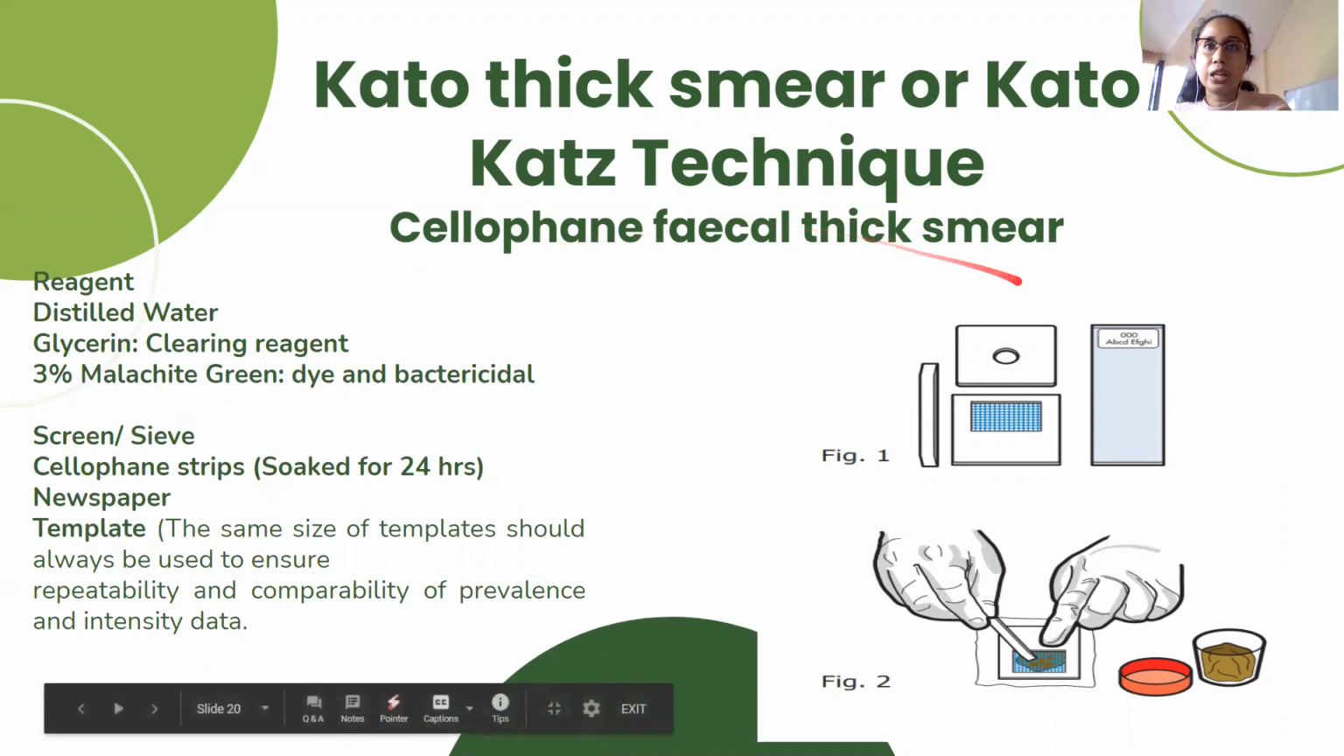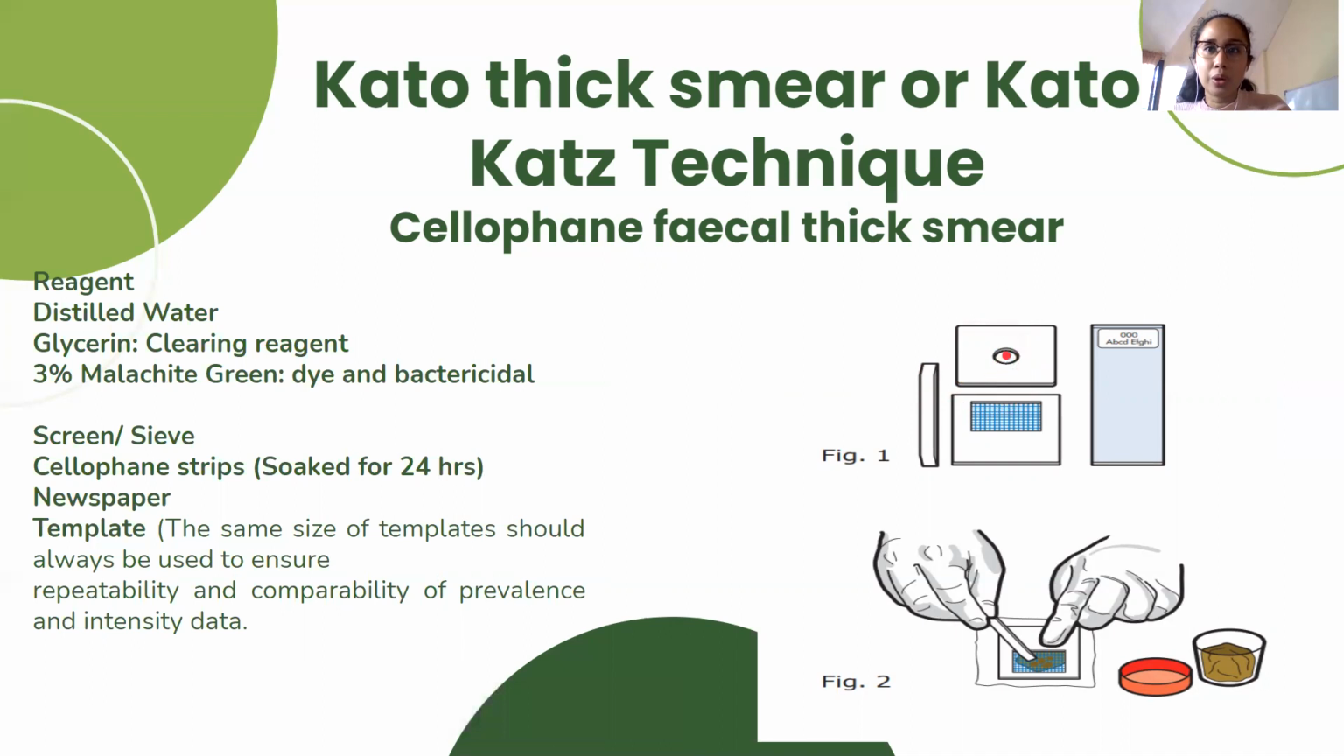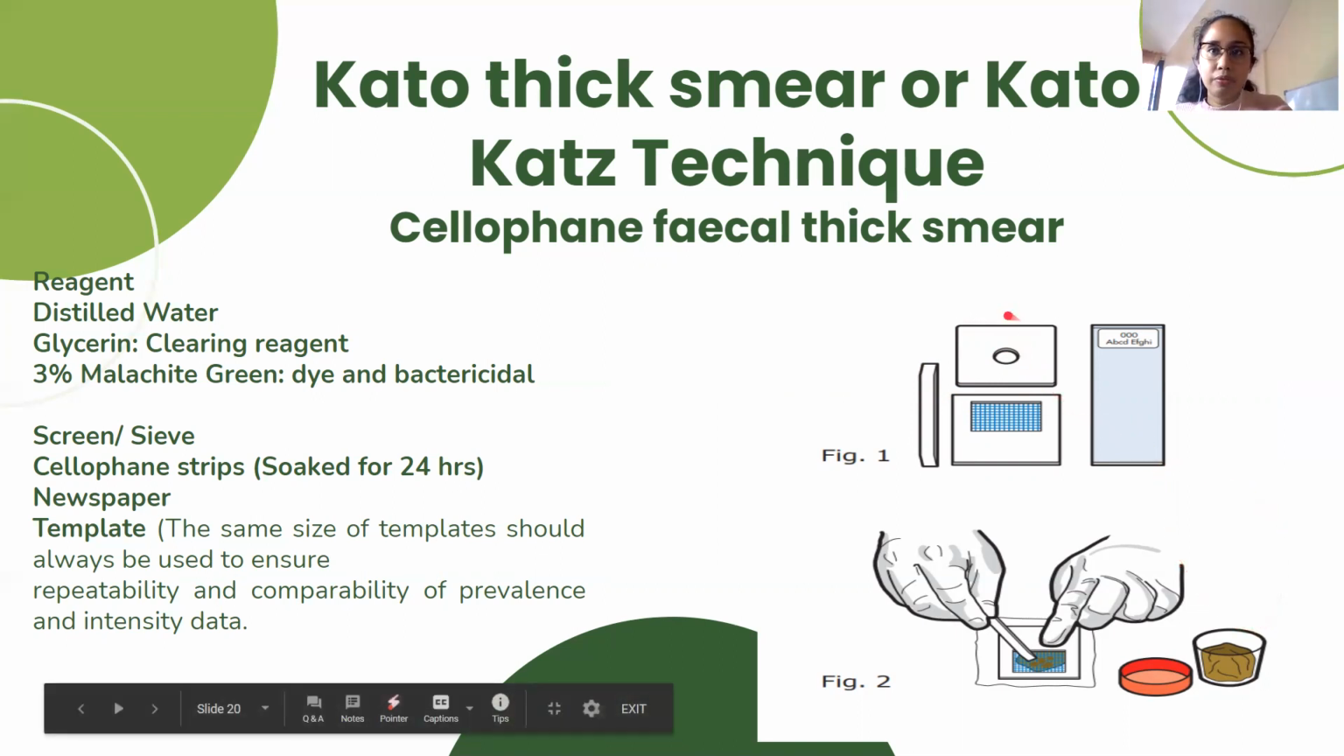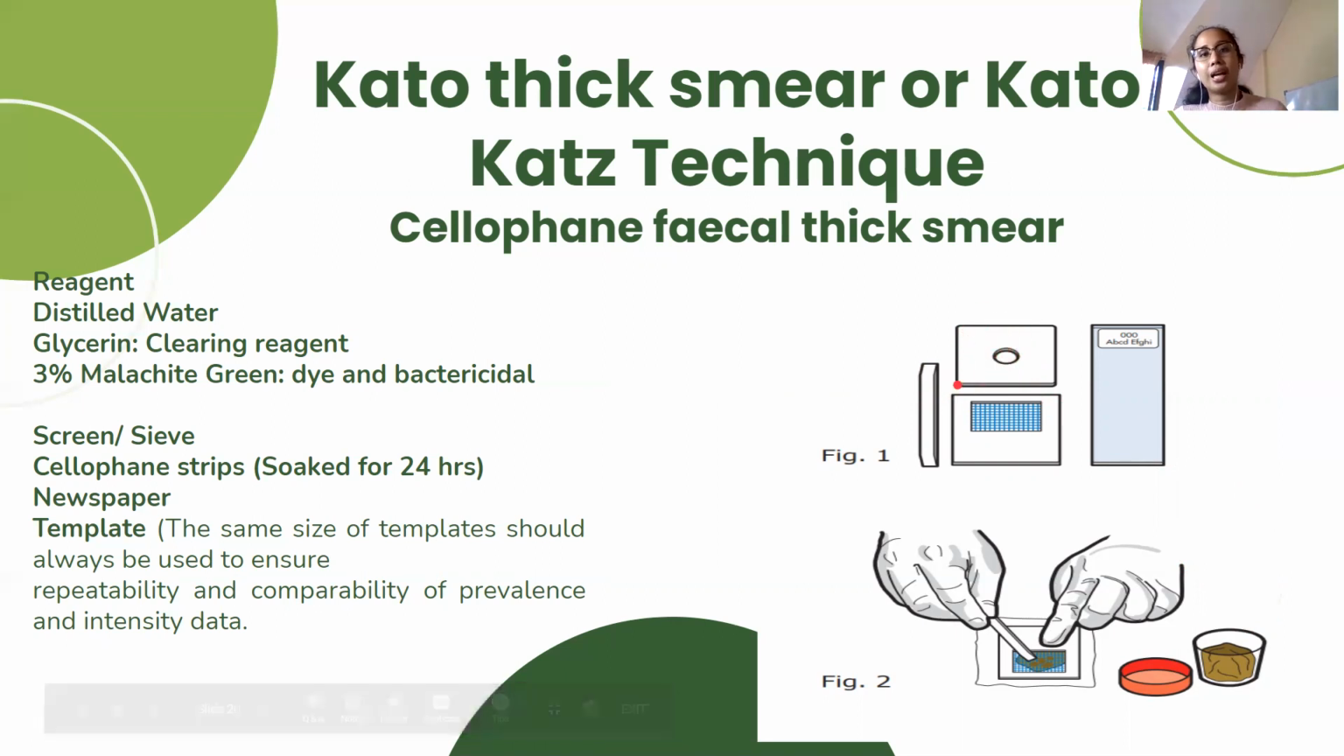In figure 1 here, you need a template, this one. It's usually square with a hole in the middle. You need a template to standardize your test, to standardize the volume of feces that you are placing. If you follow the template, class, you will place about 41.7 grams of stool, 250 grams.